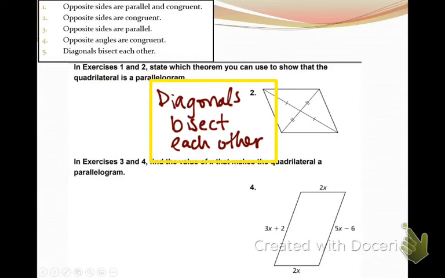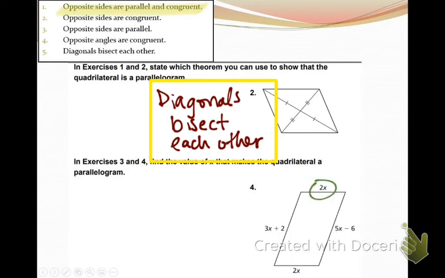All right, so you'd look at the picture on your quiz, and then you would tell me which property is being shown by the picture. Number four says find the value of x that makes the quadrilateral a parallelogram. So we have side lengths. What do we know about sides of a parallelogram? They're congruent. Opposite sides are congruent.